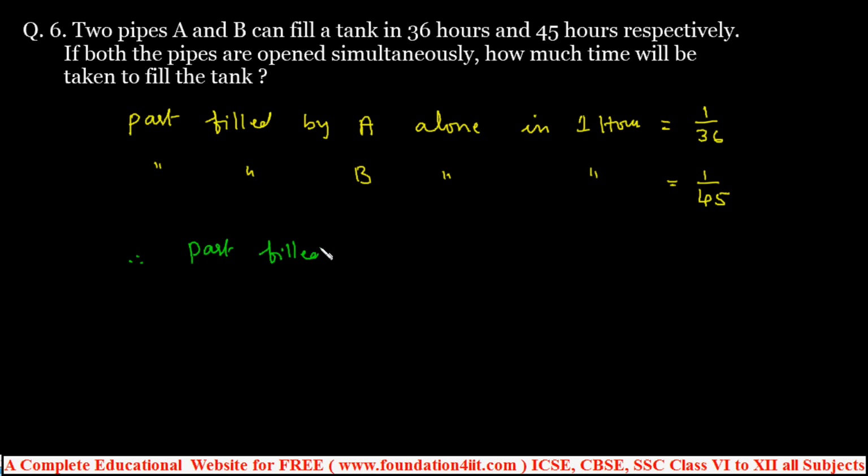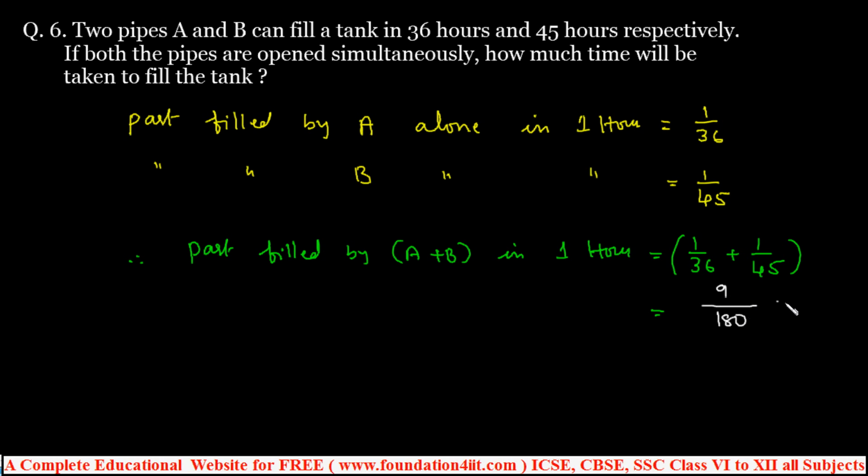So therefore the part filled by both together, A plus B, in 1 hour: both the pipes together fill 1 by 36 plus 1 by 45. You have to simplify this to get the answer. So 1 by 36 plus 1 by 45. The LCM of 36 and 45 is 180, and that gives 9 by 180. Simplify this: 9 ones are 9, 9 twenties are 180, right? So 1 by 20. That means A and B together in 1 hour fill 1 by 20th part.